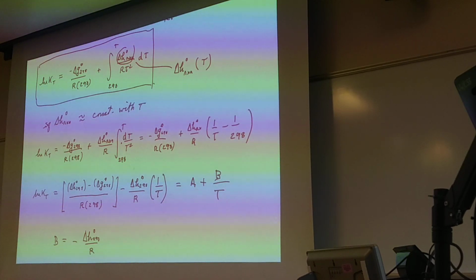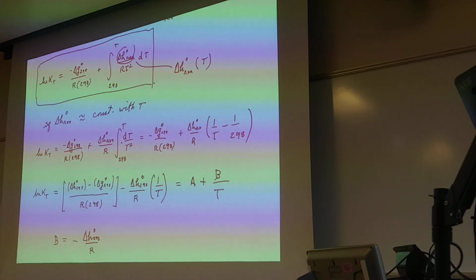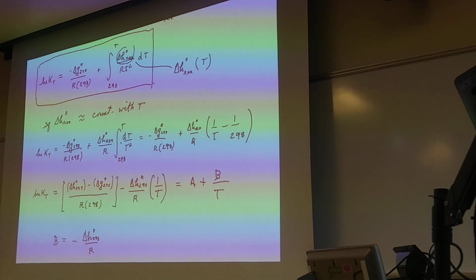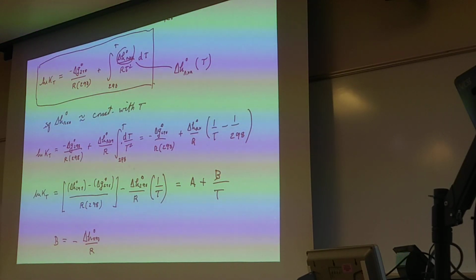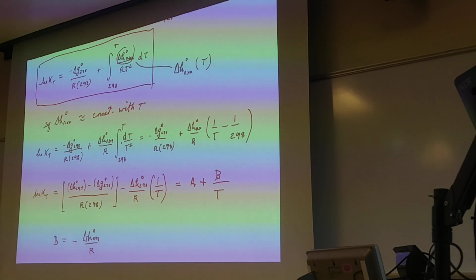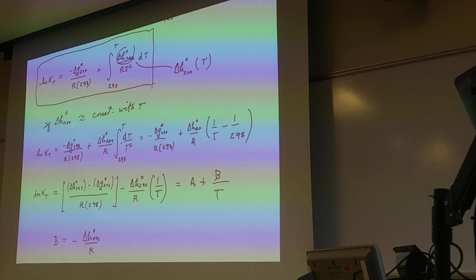I don't see anything wrong here. Well, yeah, 1 over t minus 1 over 298. So I've kind of flipped these guys. Oh, I see. So what you're saying is maybe this should be minus. It looks like the next line you have that. Yeah, thanks.